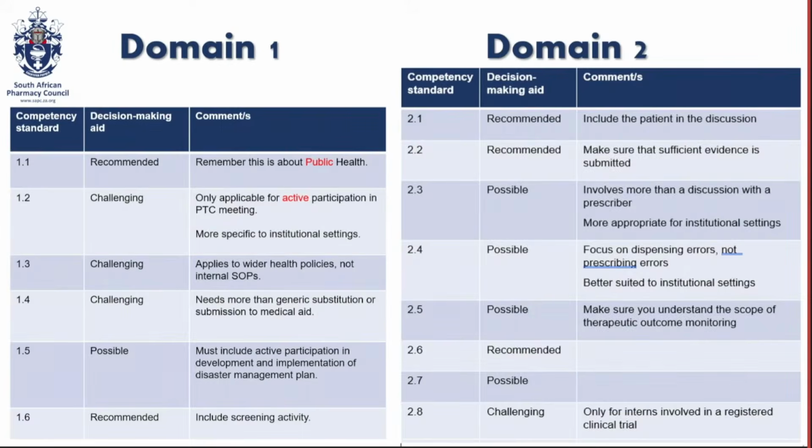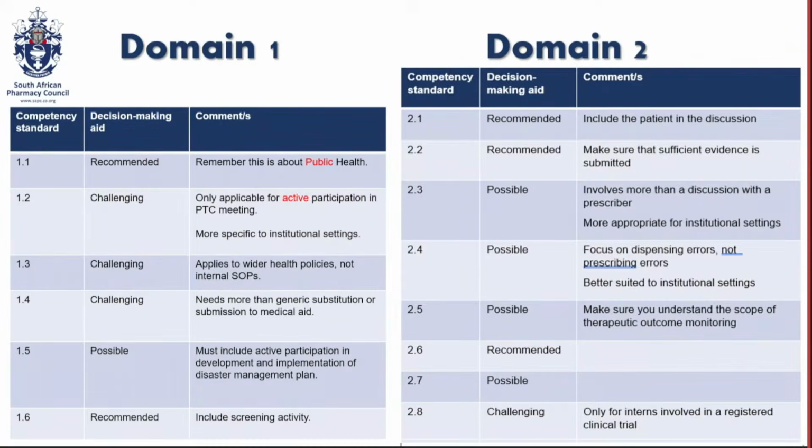So for example, now we're just going through the domains. And if you look at domain 1.1, which deals with participating in a public health campaign, which is promotion of health and wellness, we're saying this is recommended because interns from all sectors will be able to go out to the public and be able to participate in a public health campaign. So that is a recommended one. If you look at 1.2, 1.2 deals with medicine information, that competency standard.